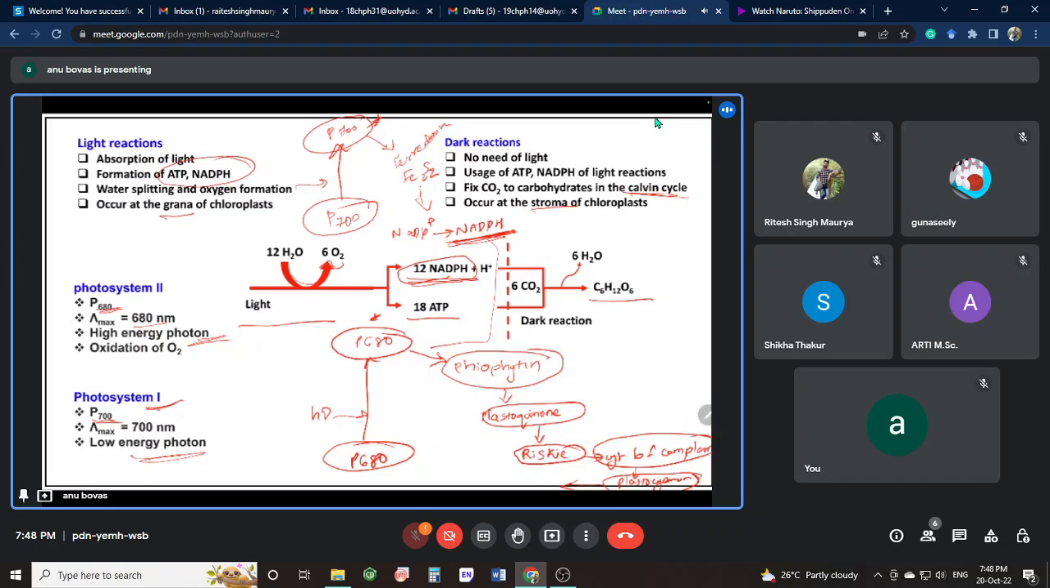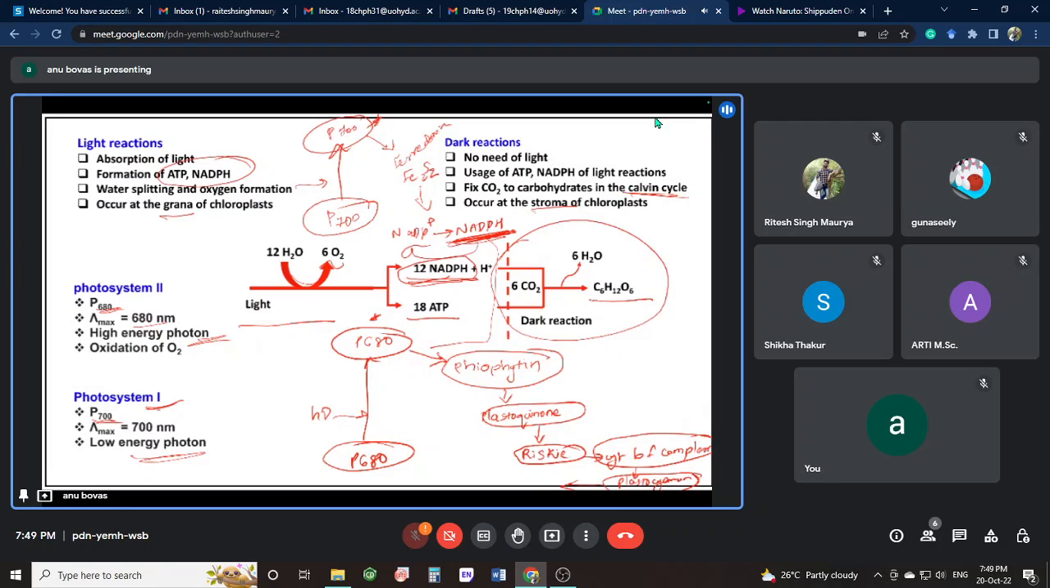In the dark reaction, this NADPH will be used, and it will convert back to NADP plus after using its electron. CO2 will convert to carbohydrate. So this is the photosystem.